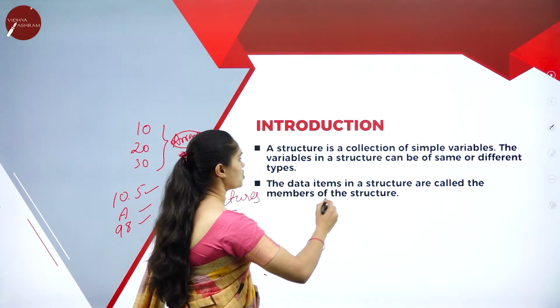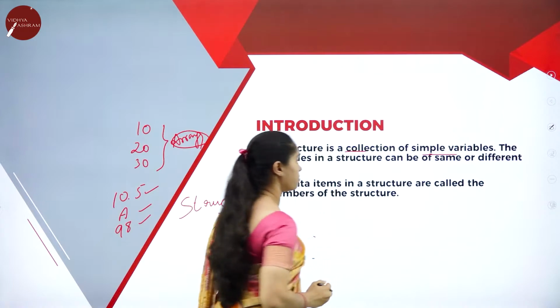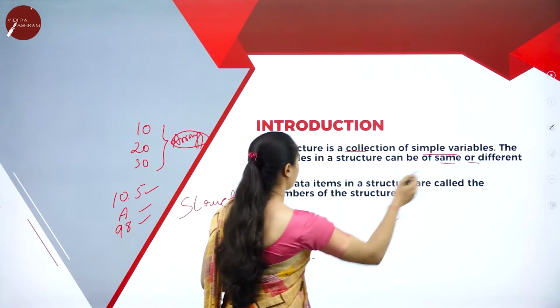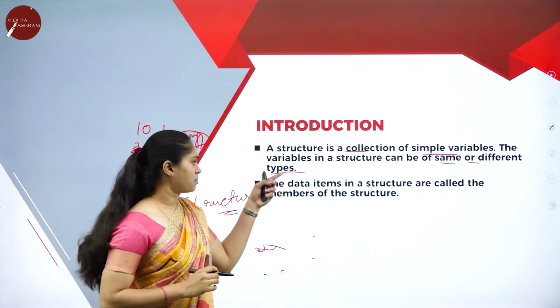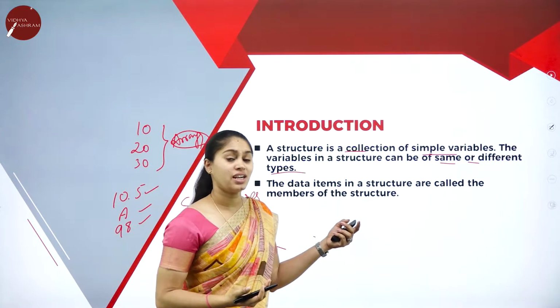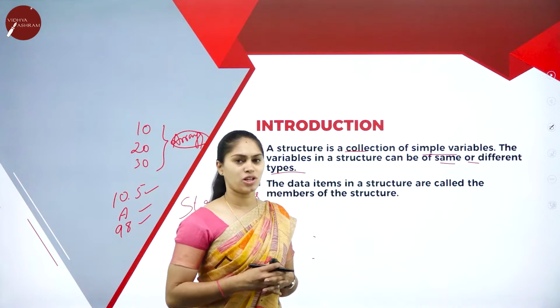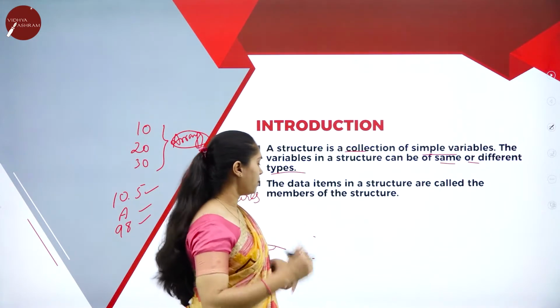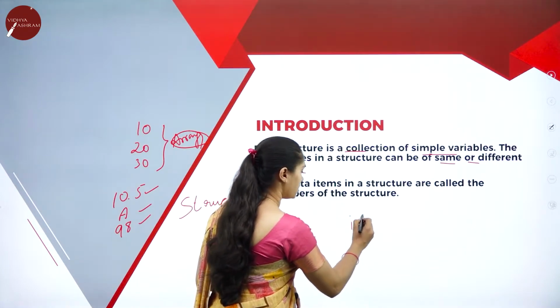So structure is a collection of simple variables, and that variable can be of any type, the same or different types. Type is nothing but the data type that it will hold. Before that, you have to understand one thing. Let me take one example. Int A.